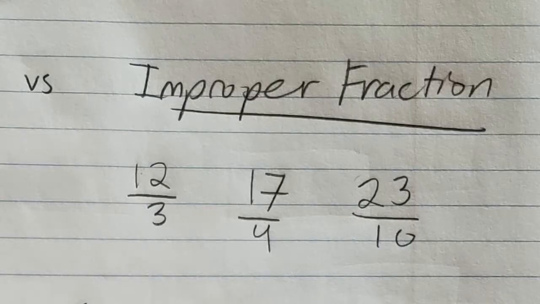So for example, here are some improper fractions. 12/3, 17/4, and 23/10 are all improper fractions because the numerator is bigger than the denominator, which basically means you have more than one whole. Let's talk about pizza.